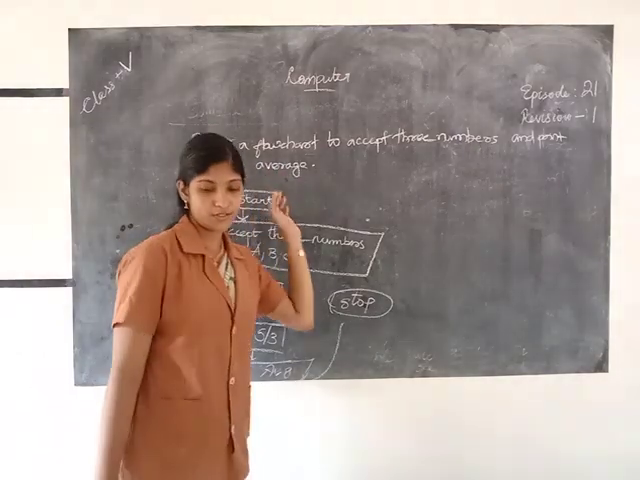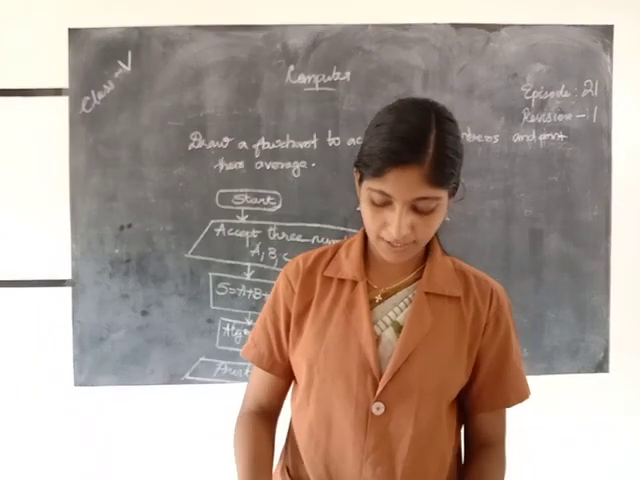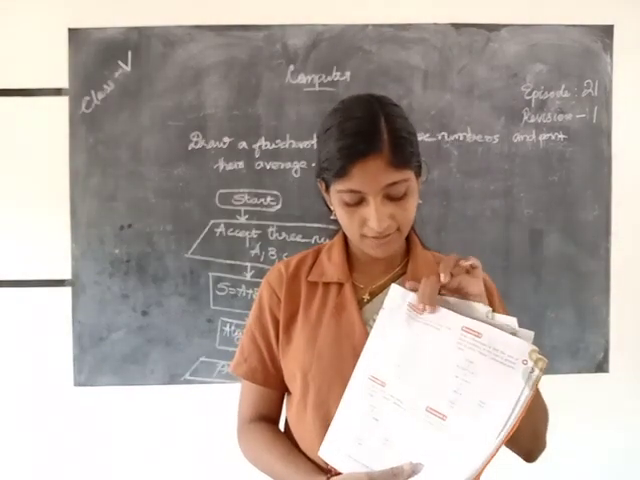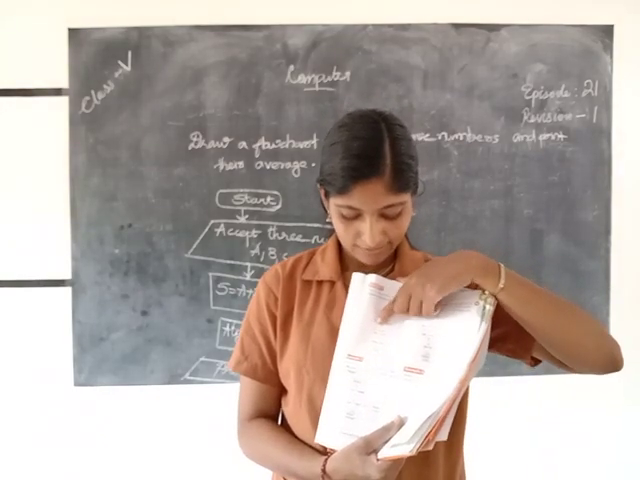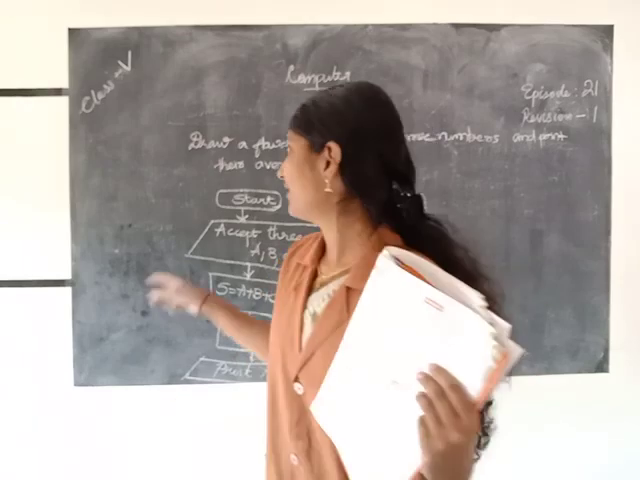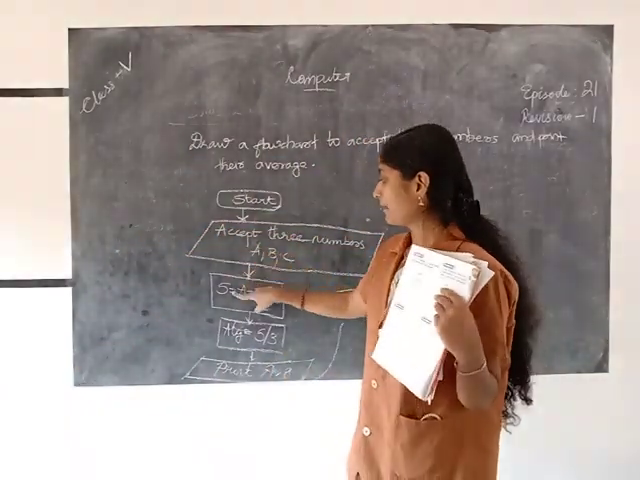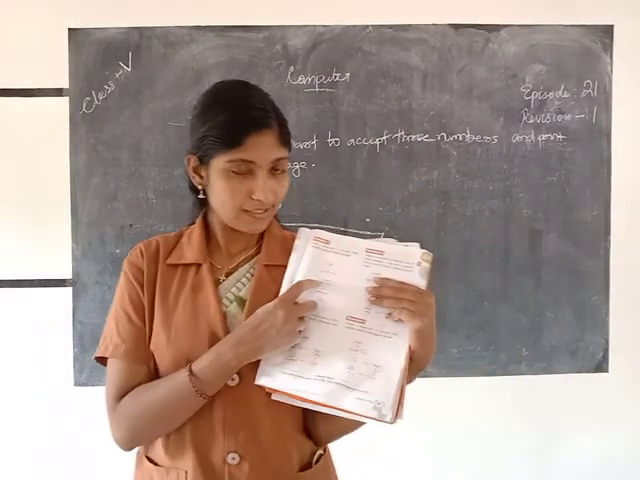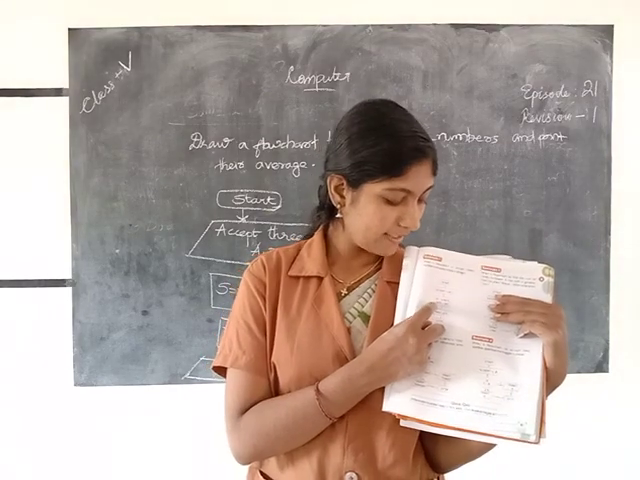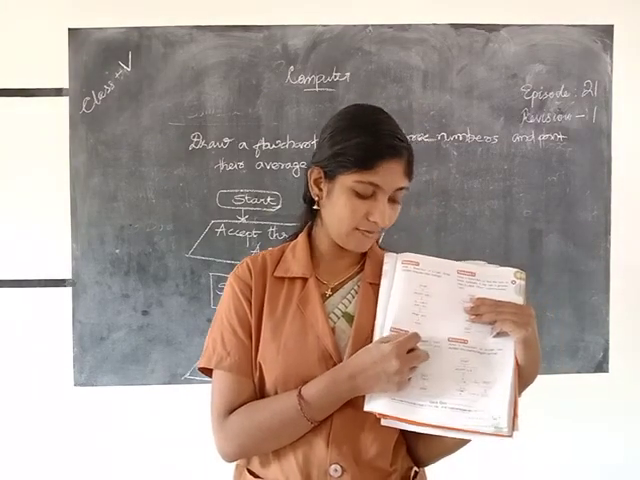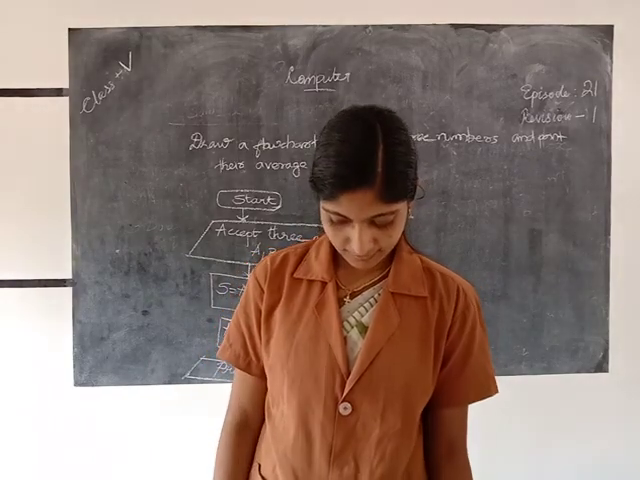Okay, so this is shown in your textbook on page number 97. Look here, this is the question. Start, accept A, B, C. Then here we used another variable. You can use any letter for representing sum and average. So here D is used. D equal to A plus B plus C, and then average is equal to D by 3. Print average, stop.